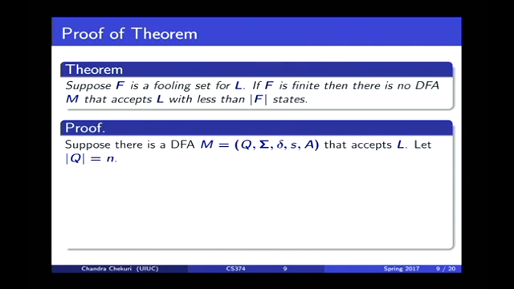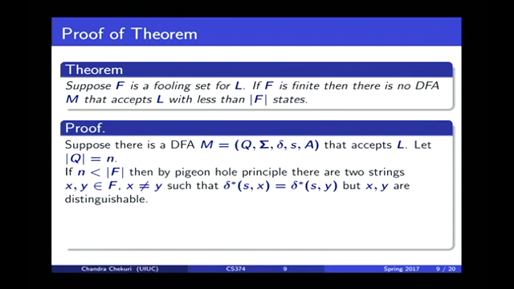So suppose there is a DFA that accepts L. Suppose the number of states in the DFA is N. If N is less than the size of F, what does it mean? The number of states is less than F. I am claiming that the machine will get confused. Why is that? Because take any X and Y in your fooling set. I claim that the machine has to go to different states on seeing X and on seeing Y. If it went to the same state, what will happen?